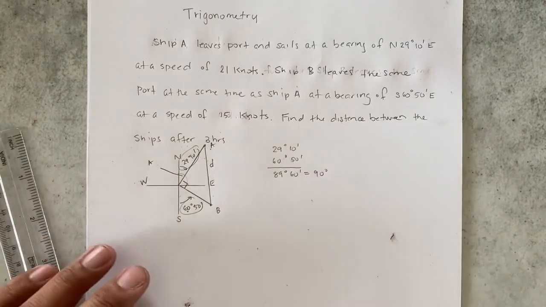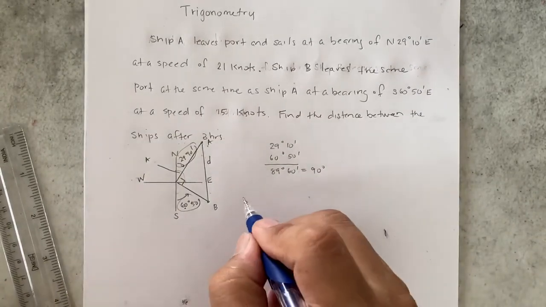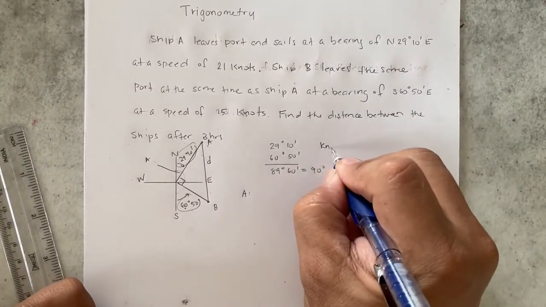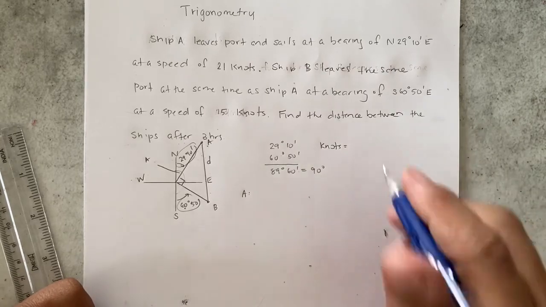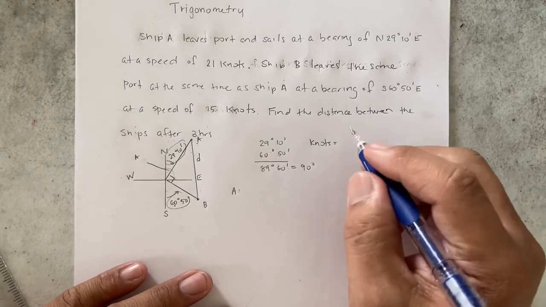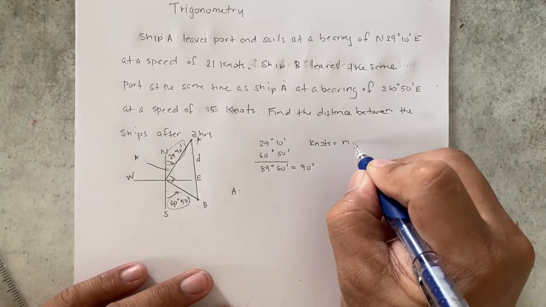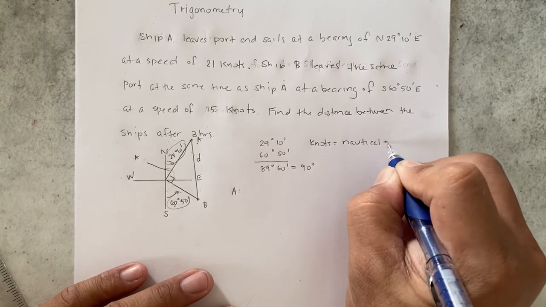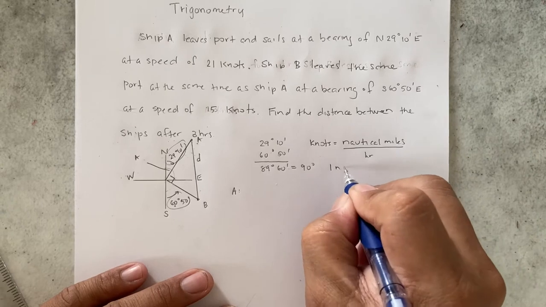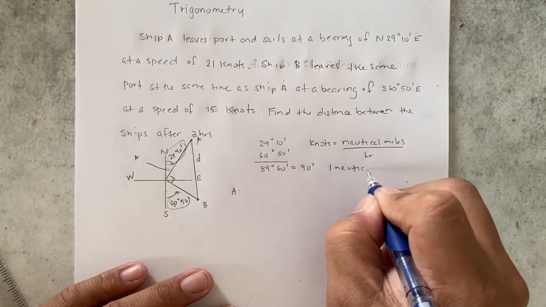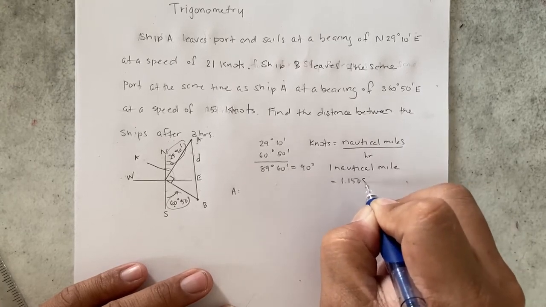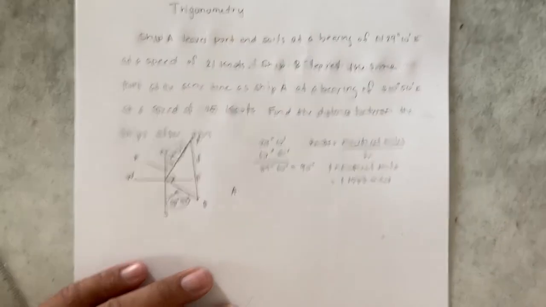Okay, so let's look at distance A first. So I'm gonna put A right here. Remember now, knots is a term you use for speed for boats and ships, and it's equal to nautical miles per hour. Okay, 1 nautical mile is equal to around 1.1508 miles. So kind of a little over a mile.